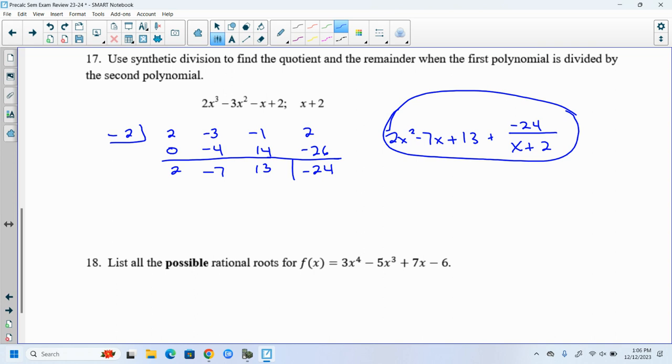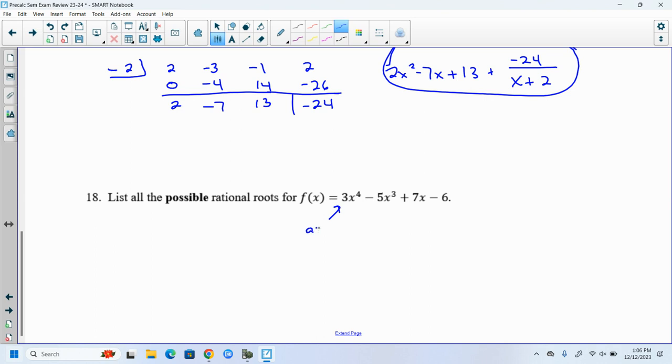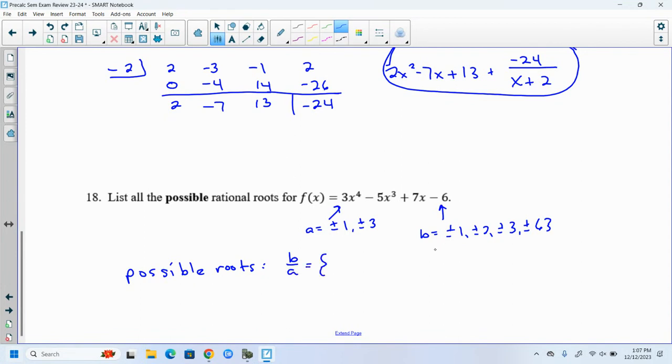All right, 18. It just says list all possible roots. This is where we do the b over a's. So our a's are the numbers that divide into the coefficient of the highest degree, plus or minus 1, plus or minus 3. Our b's are the numbers that divide into the constant, which would be 1, 2, 3, and 6. And so your possible roots are always in the form b over a. And so you take every b divided by 1, which would be plus or minus 1, 2, plus or minus 3, plus or minus 6.